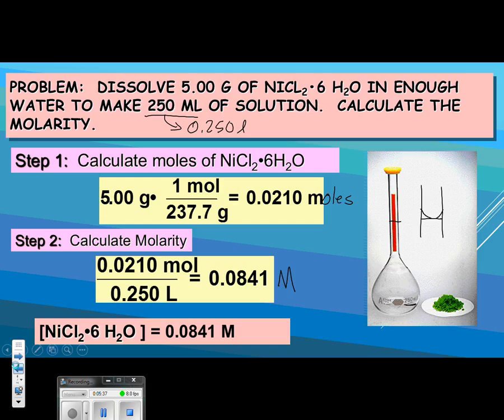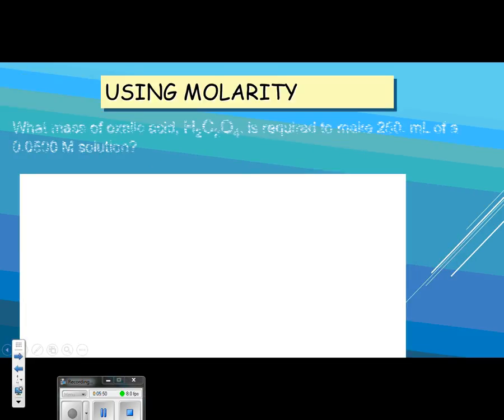Another way we can write it is with the brackets. Anytime you see brackets around a chemical, that denotes or means molarity. Okay, that means molarity. So let's look at this next one.